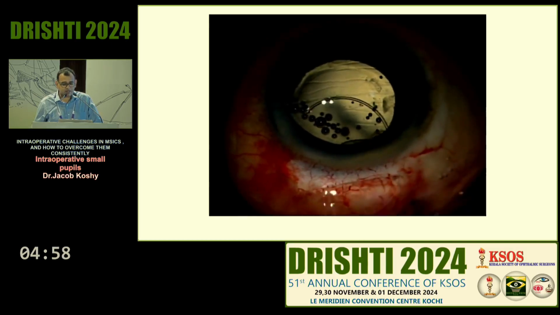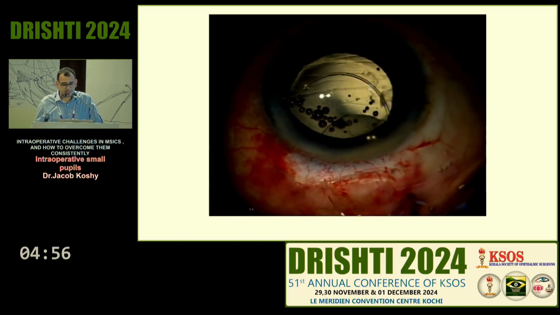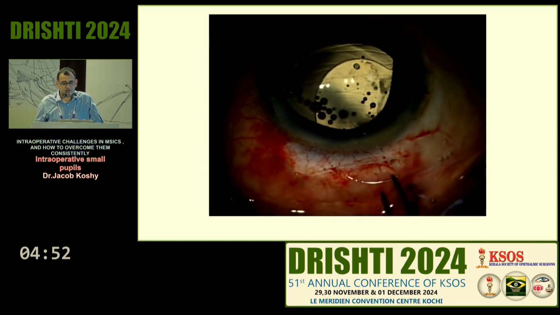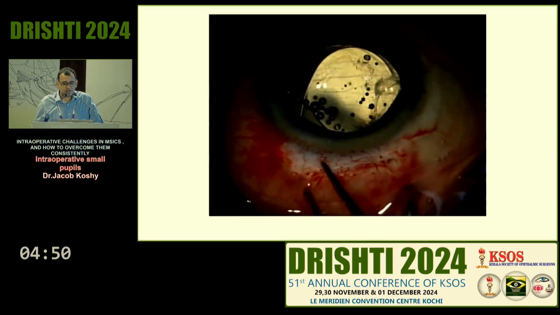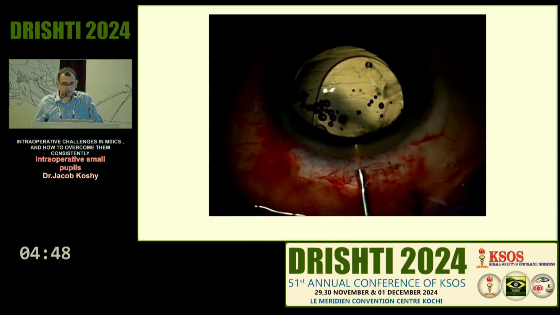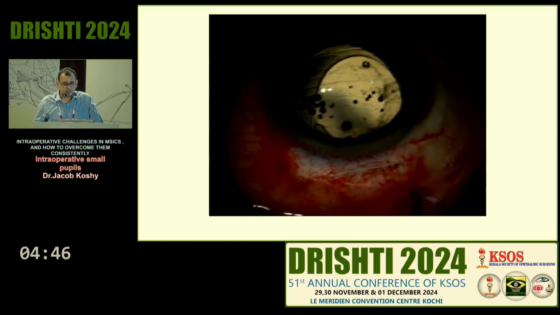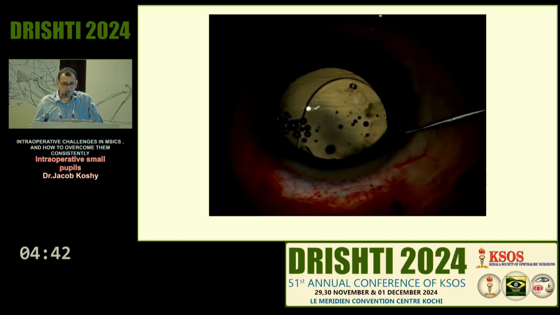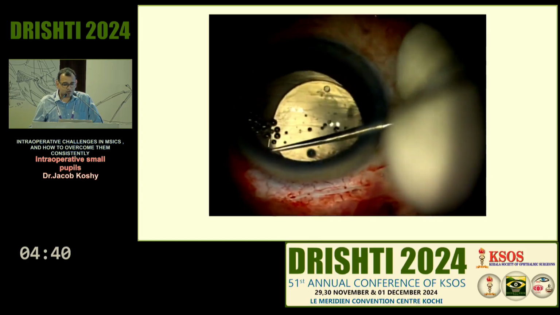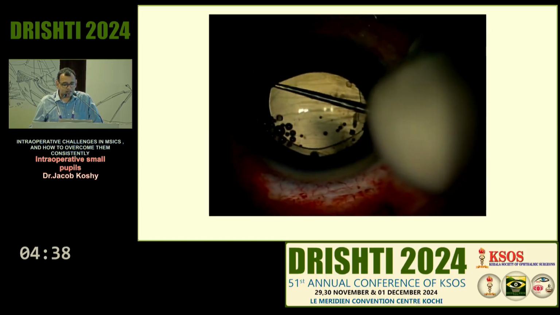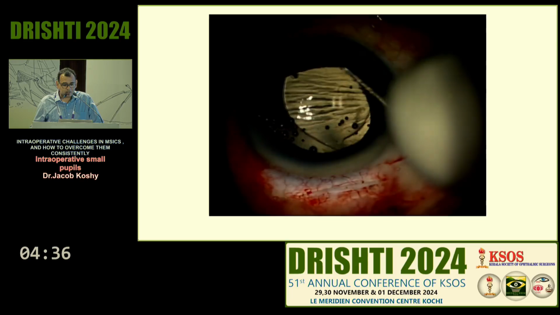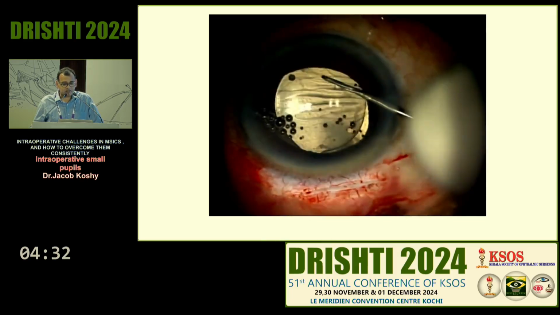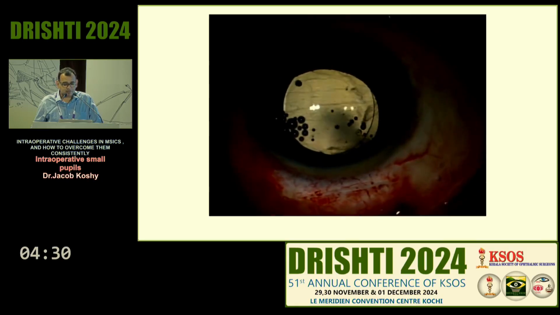Obviously, a PMMA lens would be better here, or a 3-piece lens. Don't put a single-piece foldable lens. And again, be careful to go just under the iris, above the anterior capsule, injecting viscoelastic, and then you can dial it or push it in, whatever technique you're more comfortable with. Yeah, and you find that the lens is pretty stable there because there was good anterior capsular support.